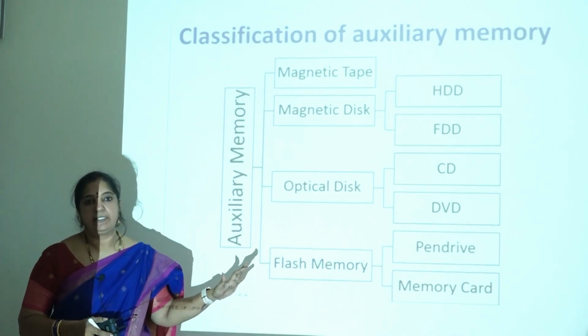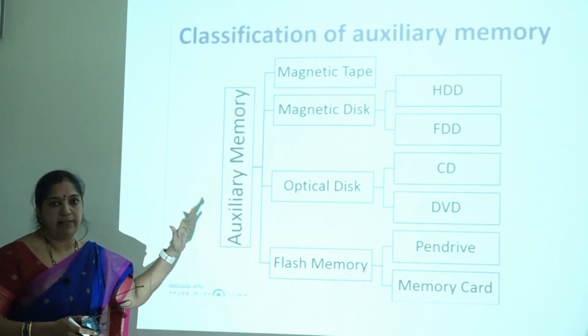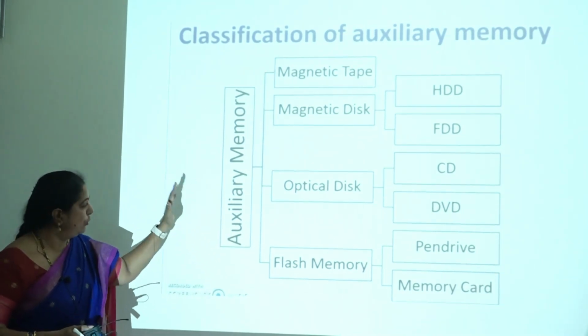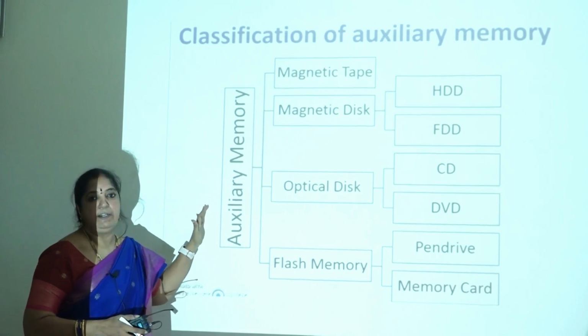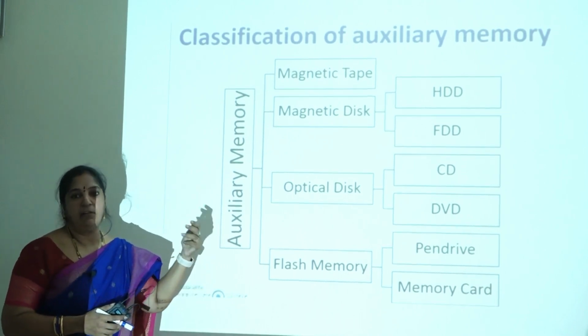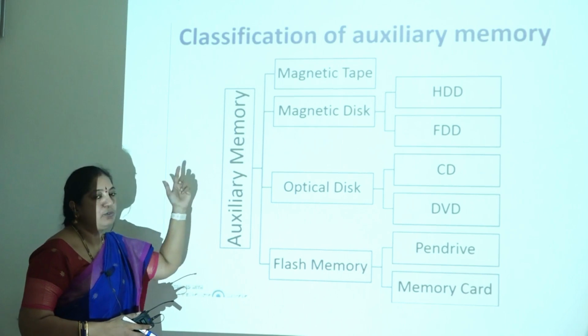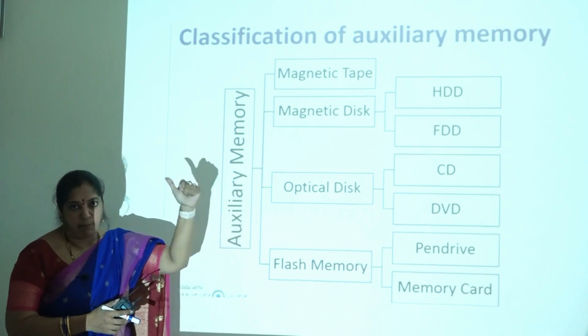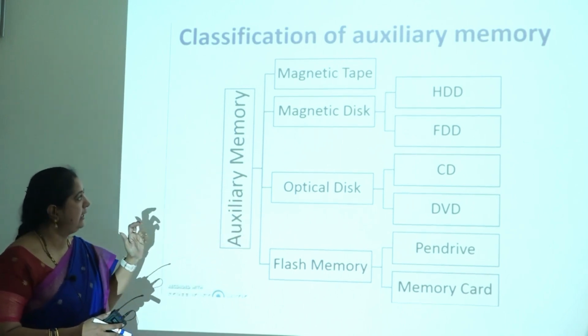But the disadvantage is that the processor cannot directly interact with the secondary memory. So though data is permanently stored in the secondary memory, when the processor wants to utilize it, it first has to be transferred to main memory, and then from main memory only can the processor interact.